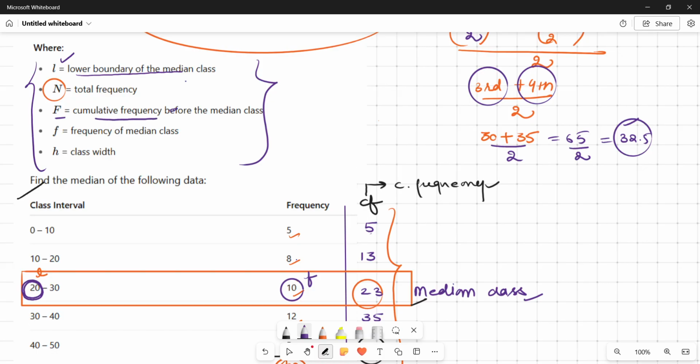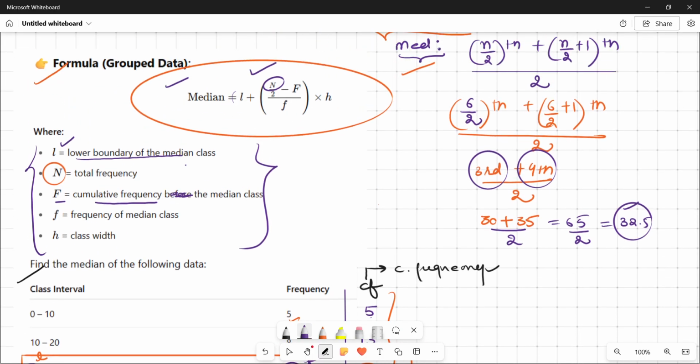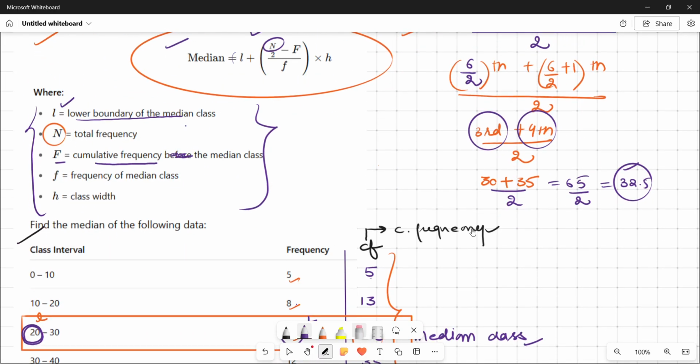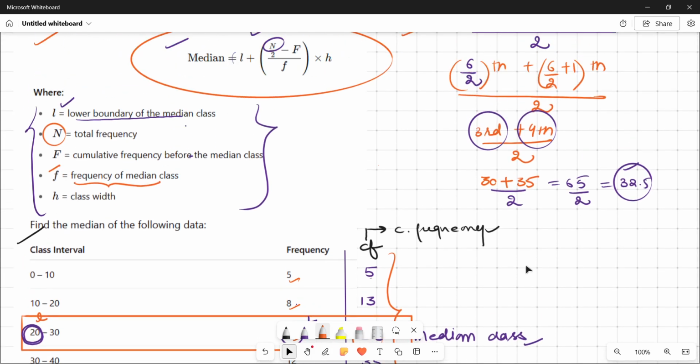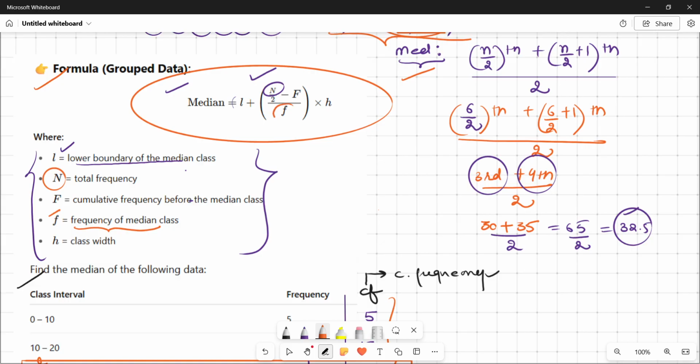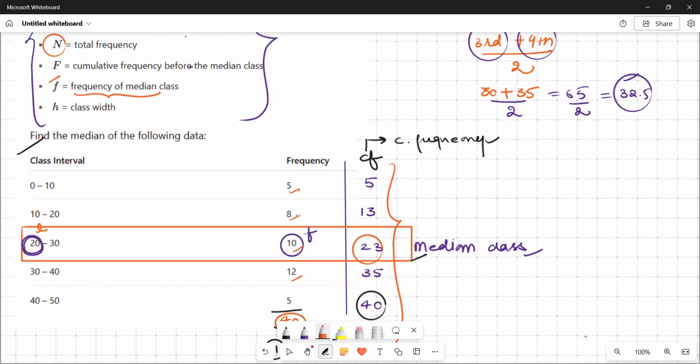This is, I think by chance, the cumulative frequency. Okay, so just a second. They are using F for this. Yes, so F stands for the frequency of the median class. So this is our F.